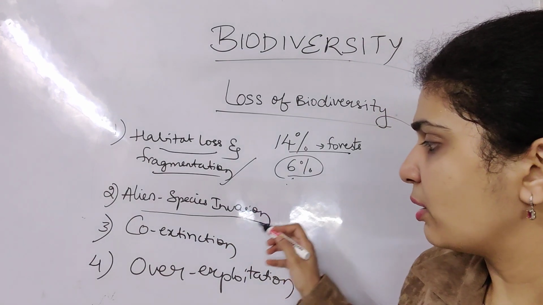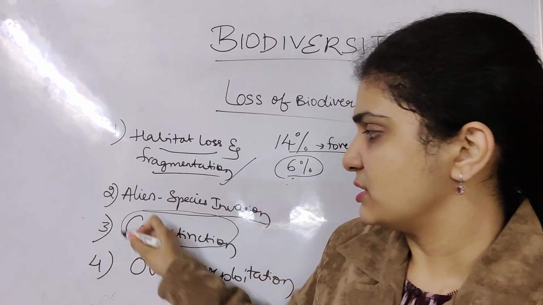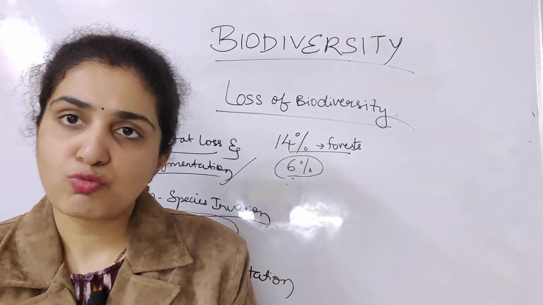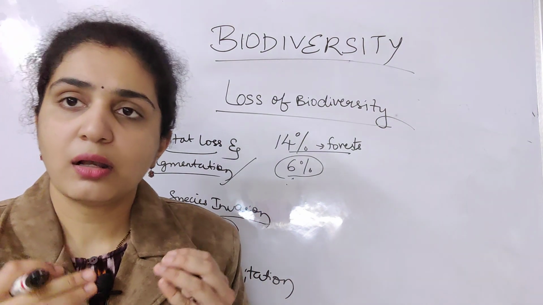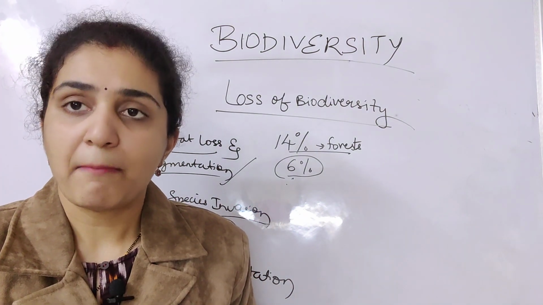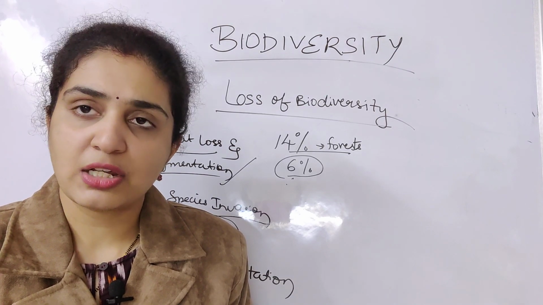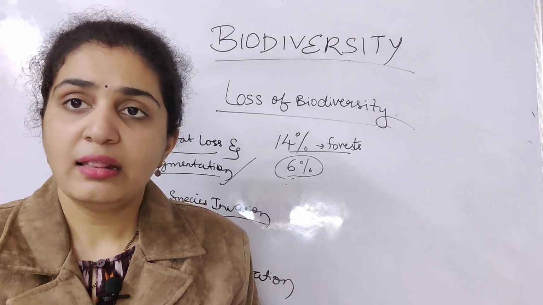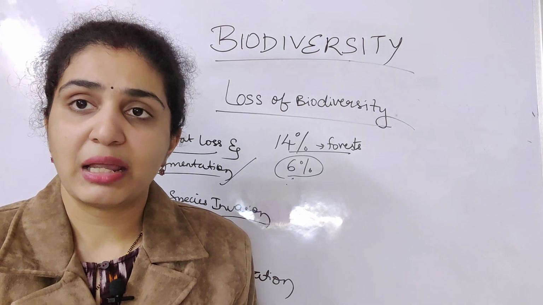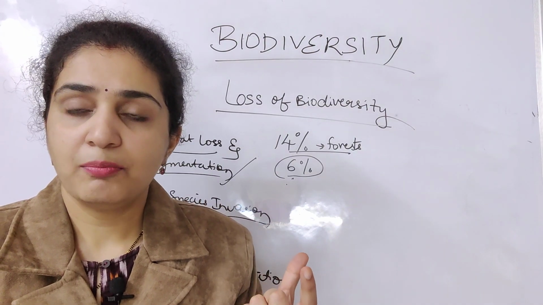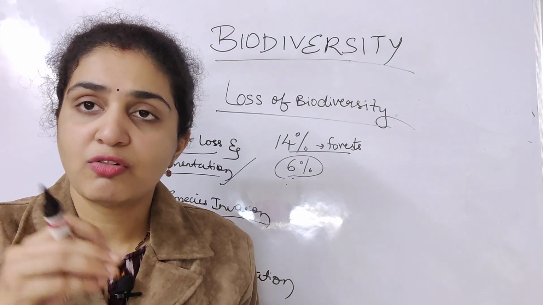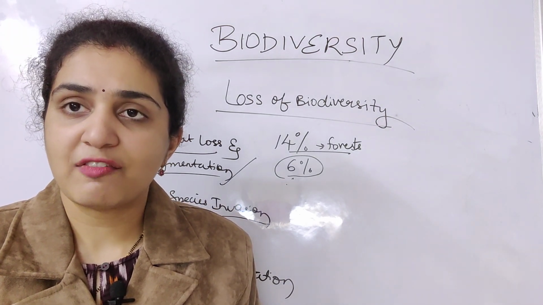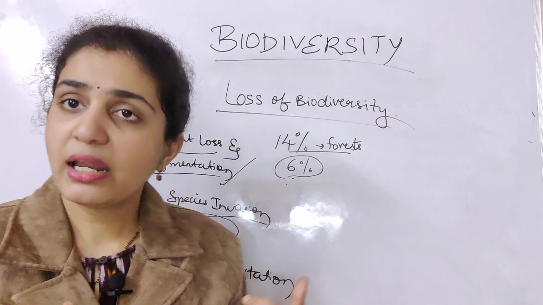Then next we are talking about co-extinction. By the name only you can understand. Co-extinction means two species combine with each other and survive. But here what is happening is, if one species dies, the other species also will die. Take the example of the plant pollinator mechanism. If plants die, the bees which survive on the nectar of the flowers will also die, because they can't pollinate the flowers, and they won't get the nectar.